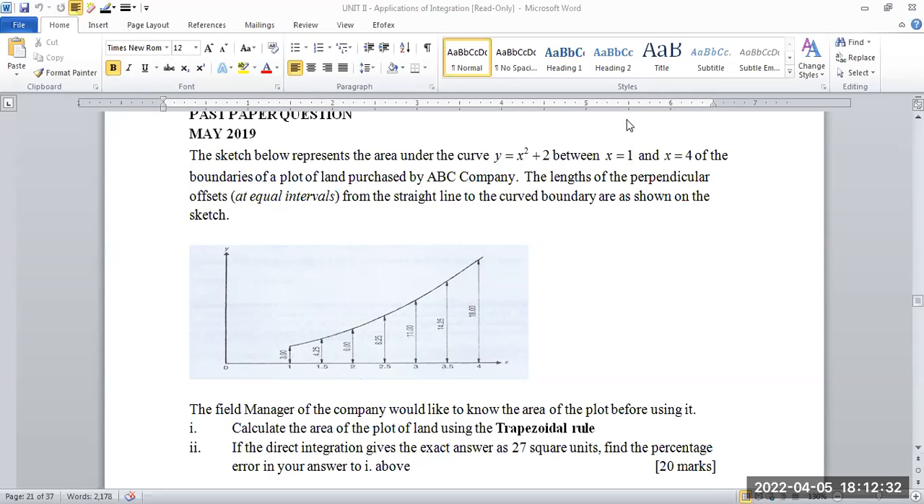All right. Now, having explained that, the question says we need to calculate the area of this plot of land. We know trapezoidal. Did anybody calculate the width of the interval? Yes, sir. The delta, delta x, yeah. What you got?